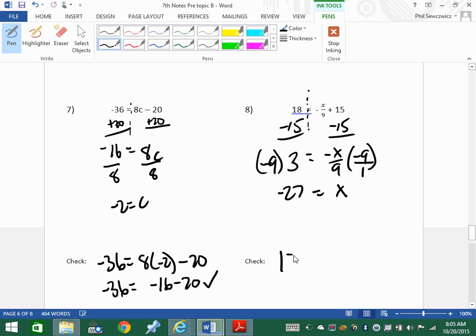Let's plug it on in just to make sure. 18 equals, and it's negative, and then negative 27 over 9, and then plus 15. So the double negative makes it a positive. So 27 divided by 9, hello, 3. So 3 plus 15, does that equal 18? It absolutely does.